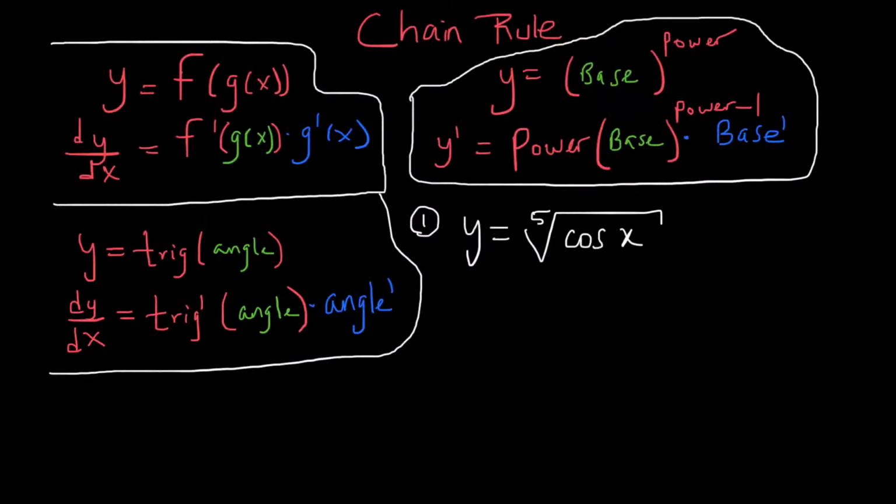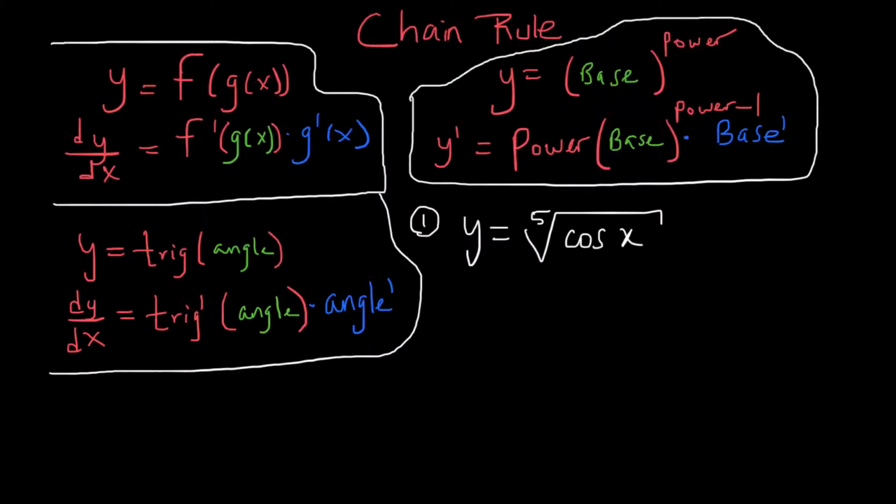The second type of example we've done in class is when you have a trig function and y equals the trig function of an angle. When I say trig here, it could be sine, cosine, tangent, secant, cosecant, cotangent, any one of those. And then the angle would be like g of x, a function of x. So then how do we take the derivative of that function?